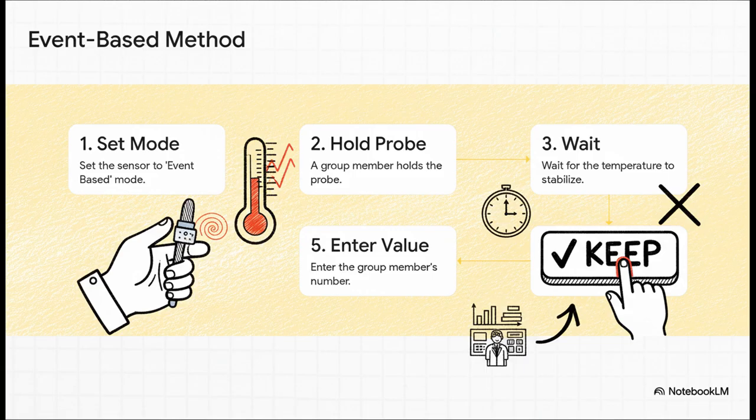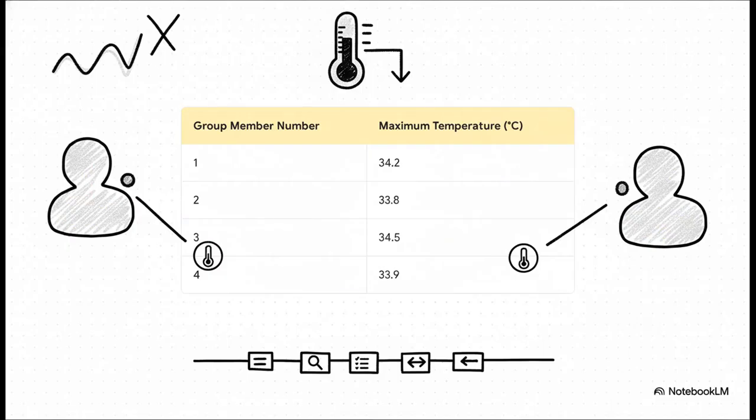Someone just holds the probe and we wait for the temperature to settle down and become stable. Then, and this is the most important part, we press a keep button. We are telling the sensor, okay, record the data now. The scientist is in control. The clock has nothing to do with it. And check out the result. Instead of a curvy, winding graph, what do we get? A super clean, simple table. Each person has a number, and next to it, one single temperature reading. That's it. It's direct, it's to the point, and it's absolutely perfect if you want to compare different people.